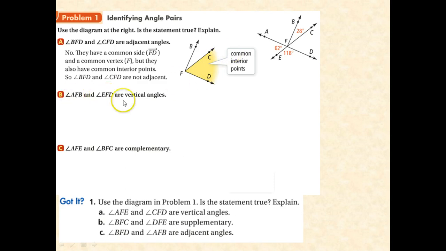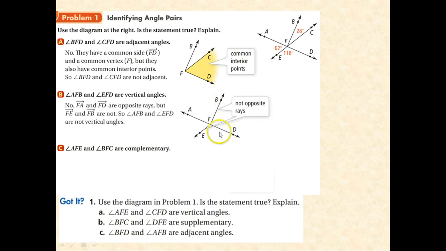True or false? Angle AFB and angle EFD are vertical angles. AFB and EFD. I'm going to say no. The problem here is that ray FB is not an opposite ray of FE. See, not opposite rays at all. We're not having two lines intersect here.